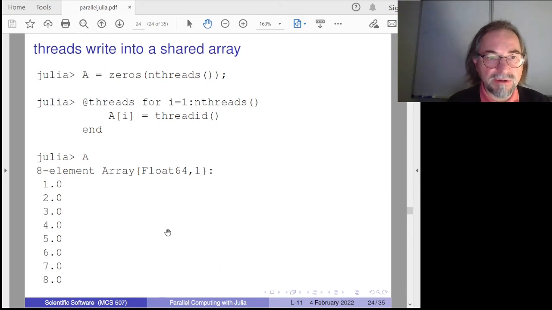Here it so happened that the writing to the array was somehow synchronized. So even though the threads were executing in any way they wanted, the array ended up neatly sorted.